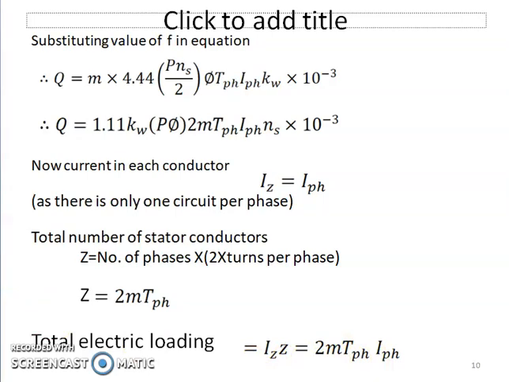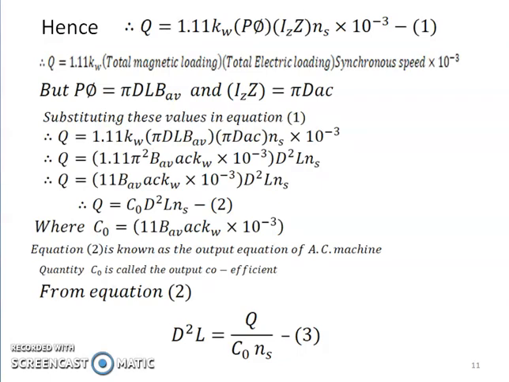Next, we say Q equal to 1.11. Whatever values of specific magnetic loading and specific electric loading are obtained, those parameters are substituted in this equation Q. Hence, equation 1 becomes Q equal to 1.11 Kw phi Iz into Z into Ns. So this Q is nothing but 1.11 Kw, phi is nothing but total magnetic loading, Iz into Z is total electric loading and Ns is synchronous speed.